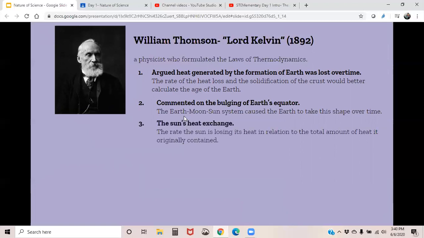And then he also thought that the sun has a heat exchange that also takes place, not just the Earth. And so he considered the rate of the sun's heat loss relative to the total amount of heat that it originally contained to come up with a time in which the Earth could possibly have formed. And so most scientists that looked at this instantly denied his second claim, right? They said that this was kind of outside the actual scope of what they were trying to do, and that it was not really going to provide any useful information.